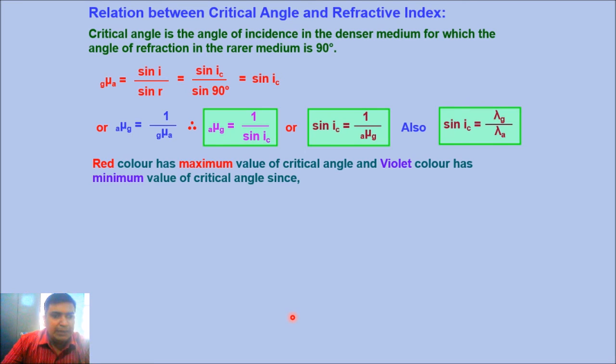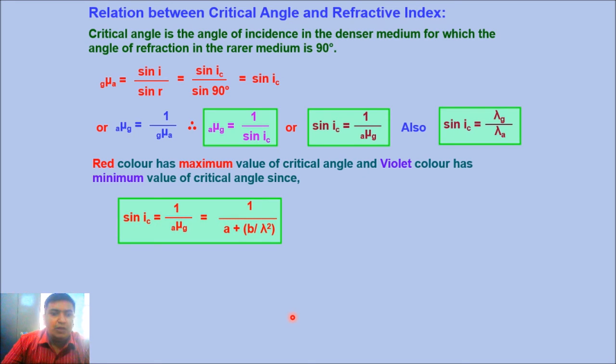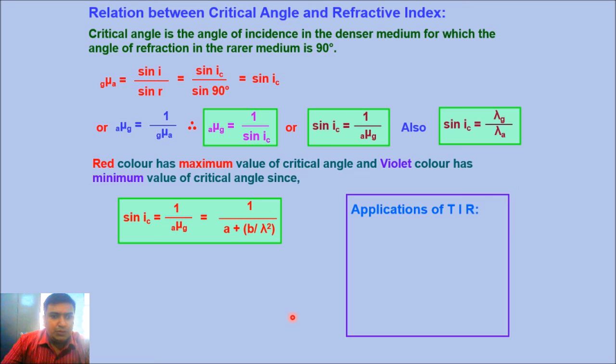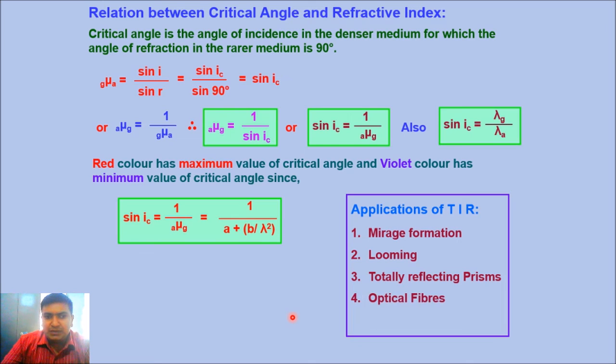Red color has the maximum value of critical angle and violet color has the minimum value of critical angle, since the wavelength of violet is minimum and the wavelength of red is maximum. Applications of TIR are mirage formation, which I told you about, looming, total reflecting prisms, optical fibers, and the sparkling of diamonds. These are the basic applications of total internal reflection.